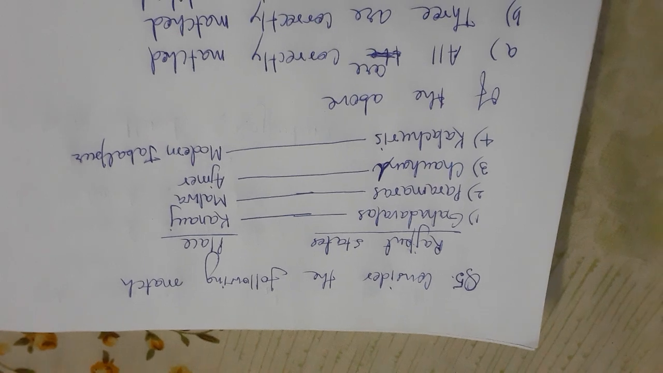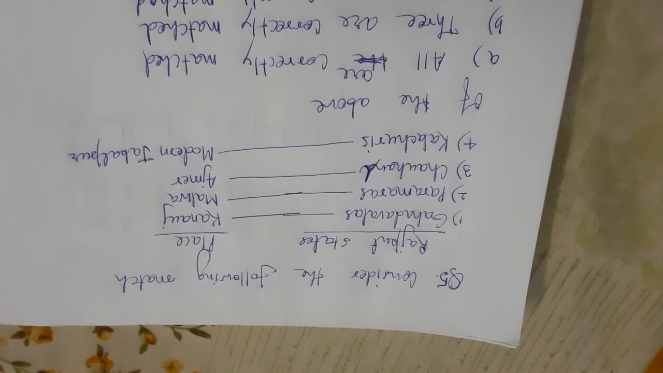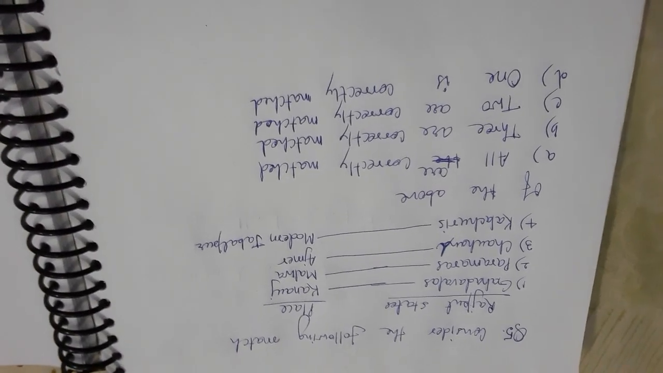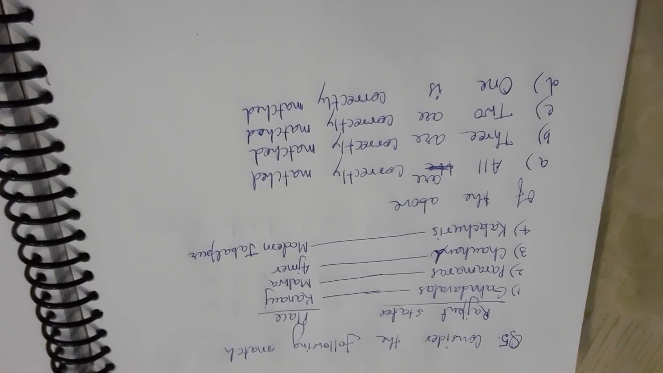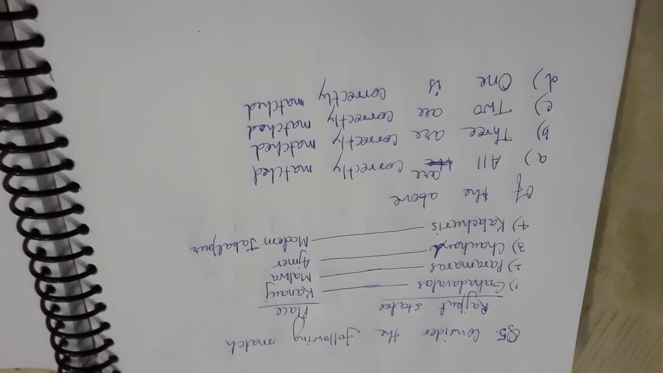Gahadawalas, Kannauj; Parmaraz, Malwa; Chauhans, Ajmer; Kalachuris, modern Jabalpur. Of the above, A. all are correctly matched. B. 3 are correctly matched. C. 2 are correctly matched. D. 1 is correctly matched.